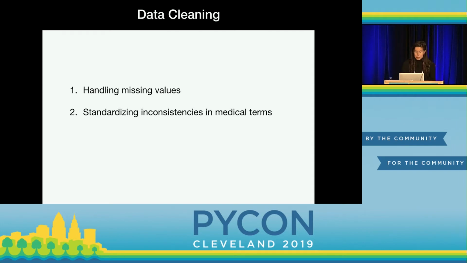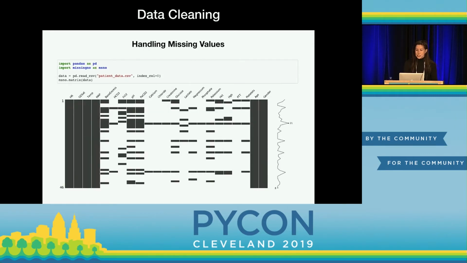All right, now that we have all of our data in one place, we can start cleaning our data. I'm going to be covering two types of data cleaning in this walkthrough. So the first one is handling missing values, and the second one is standardizing inconsistencies in medical terms. To assess the amount of missing values in our data set, we can use a package called Missingno, which gives you a big picture view of which features are sparse versus which features are dense. So as you can see in this figure, the outer columns are very dense, while the inner columns are very sparse, which means that there are a lot of missing values.